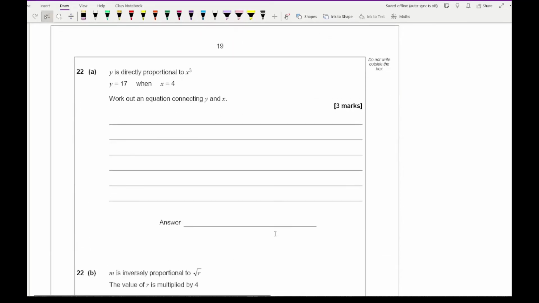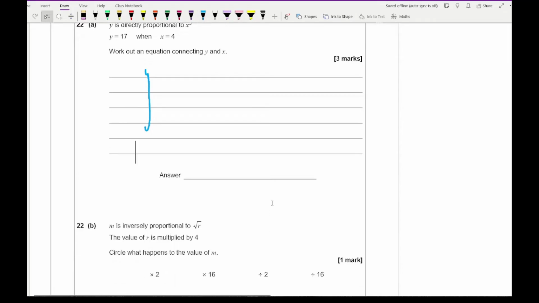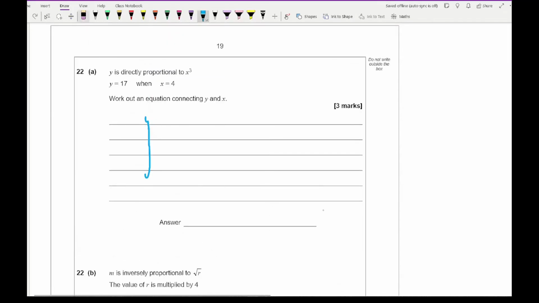Then looking at question 22a, it says y is directly proportional to x cubed. When y is 17, x equals 4. Work out the equation connecting y to x. So the first thing we want to do is not do that. So let's just get rid of that.